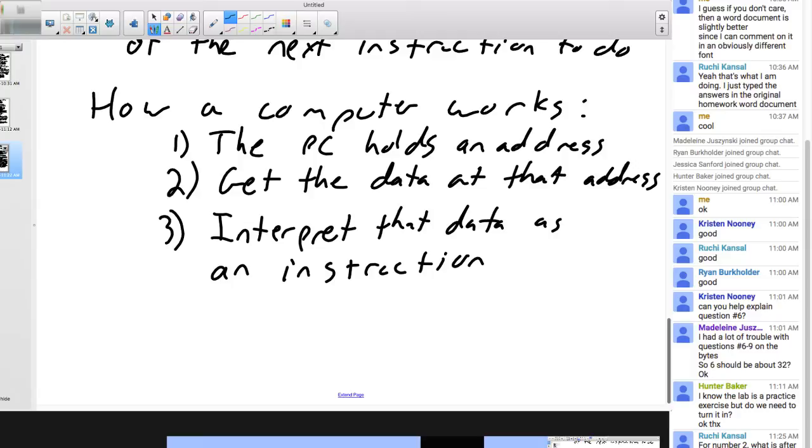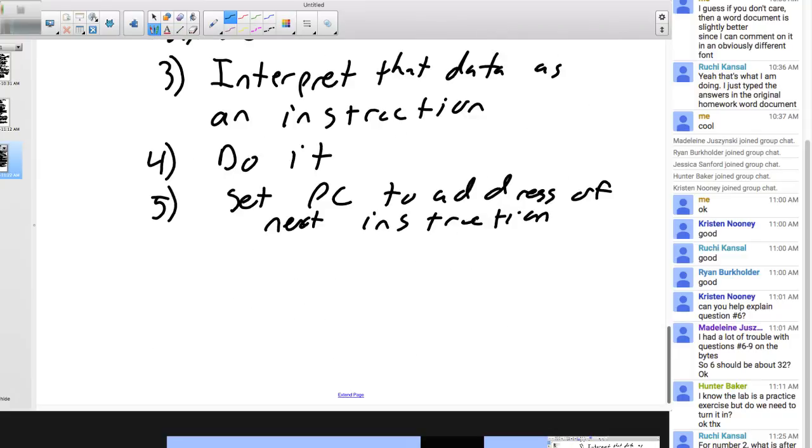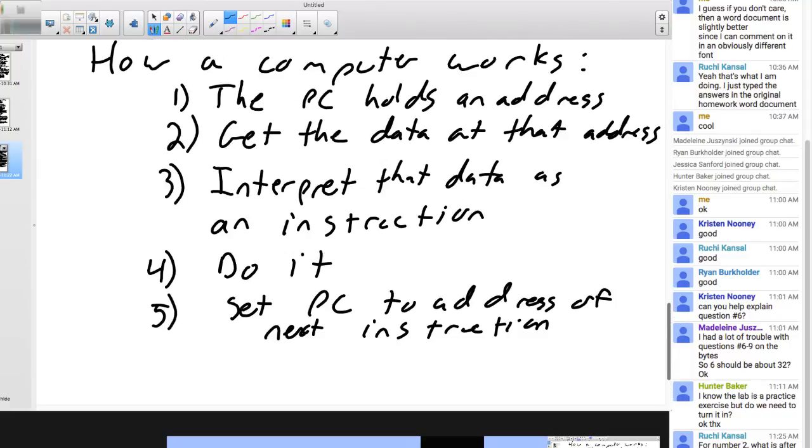Interpret that data as an instruction. We'll talk about what that means in a minute, but instructions are also zeros and ones. Do it. So do the instruction, which basically means activate the correct circuitry to do the correct thing that the instruction was telling us to do. Set the program counter to the address of the next instruction. Almost always, that's going to be the instruction in memory right below the one you just did, but not always. And then 6, do step 1 again.